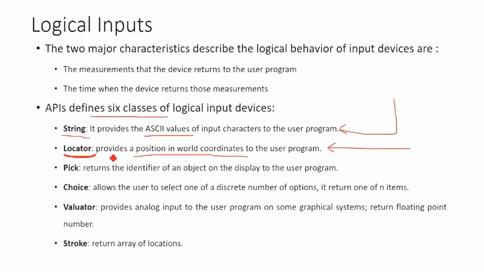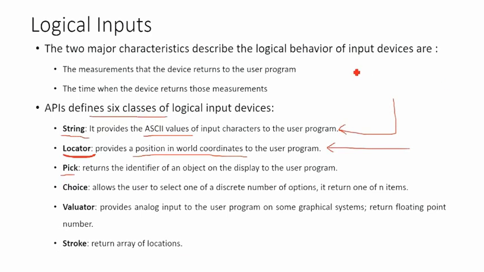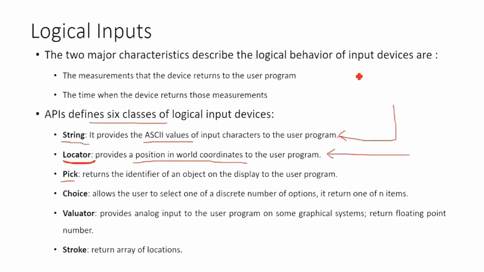And then we have the pick device. As I was explaining in the earlier example, let us say I have a triangle, a square, and some kind of a rhombus in my scene.